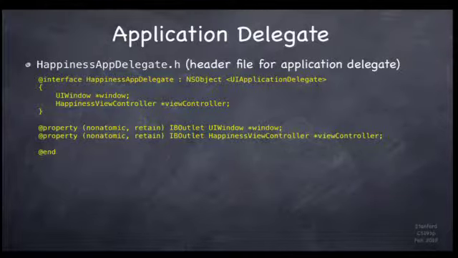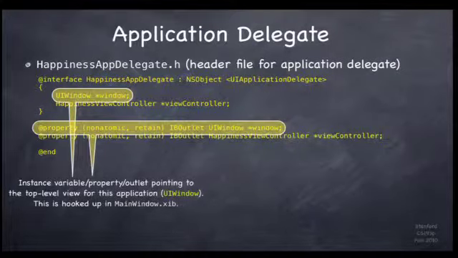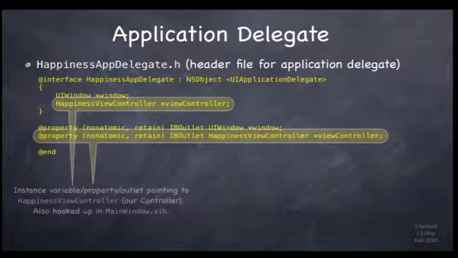You can see it's got two outlets. That's all it has, these two IBOutlets. It's using the proper @property notation, you'll notice. It implements the UIApplicationDelegate protocol, which is all those app will do this, app did do that. Here's the IBOutlet for our window, and here's the IBOutlet for the HappinessViewController that the view-based application template creates for us. Window-based application does not create this particular one.